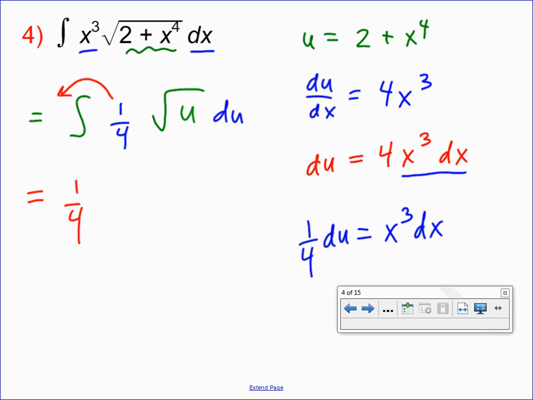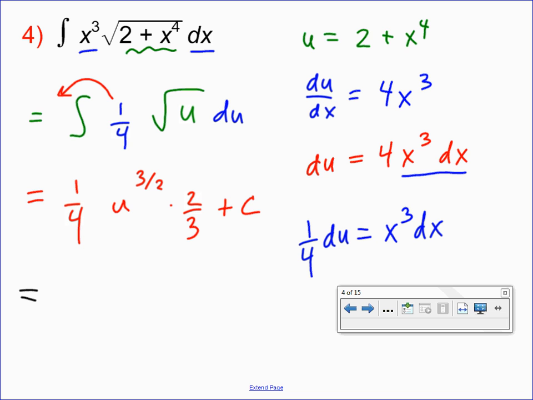And now we'll apply what rules? Well, we'll do power rules. This is like u to the 1/2 currently. So I'll go ahead and integrate by adding 1 to the exponent. 1/2 plus 1 is 3/2, and then dividing by the new exponent. Dividing by 3/2 is the same as multiplying by 2/3, and then plus c.